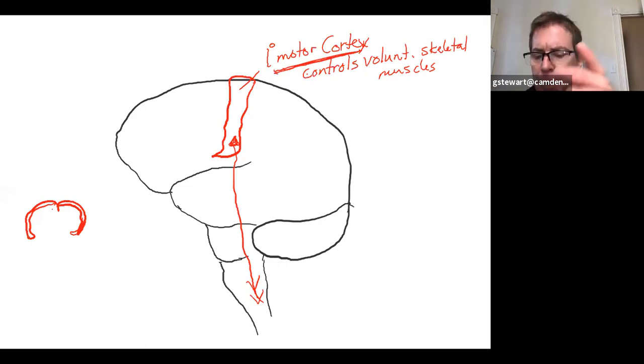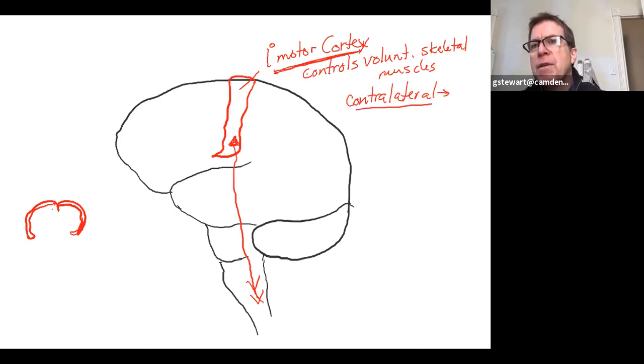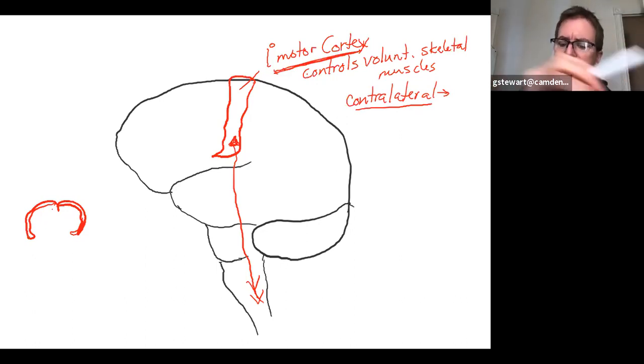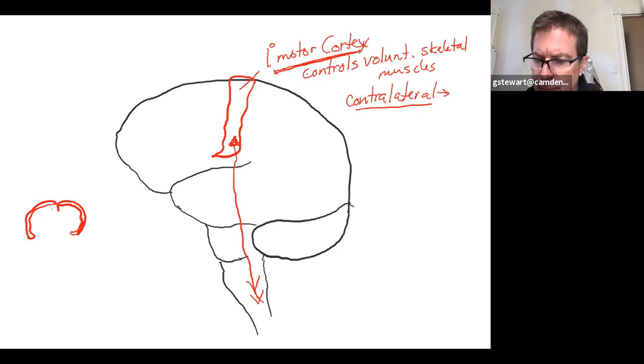Also, motor innervation is contralateral. That means the left side of the primary motor cortex controls muscles on the right side of the body, and vice versa. The right motor cortex, primary motor cortex, would control skeletal muscles on the left side of the body.